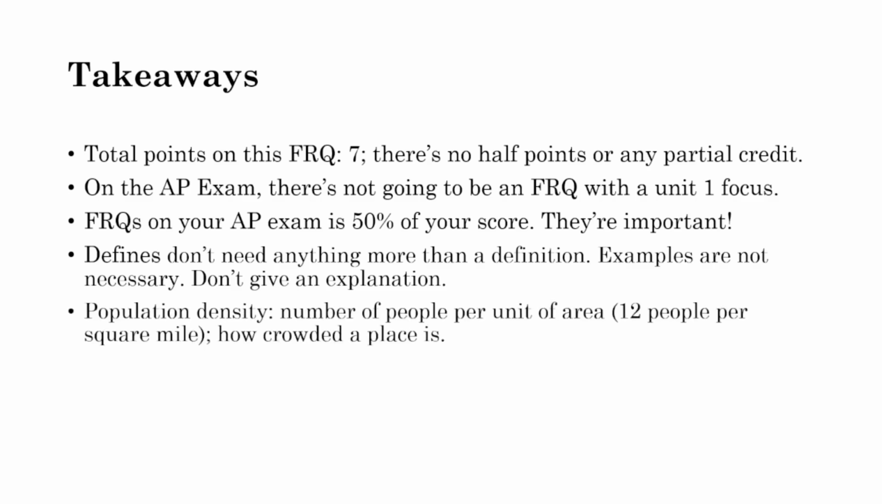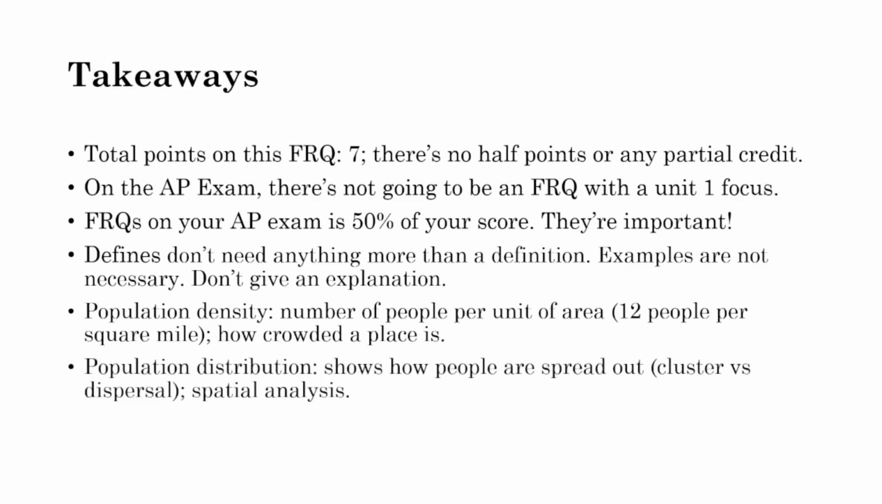Population density is different from population distribution. So population density is the number of people per unit of area. For example, you could say 12 people per square mile or 12 people per square kilometer, and it shows how crowded a place is. Population distribution, on the other hand, shows how people are spread out, and it's focused more on spatial analysis. And we can use terms like cluster and dispersal.